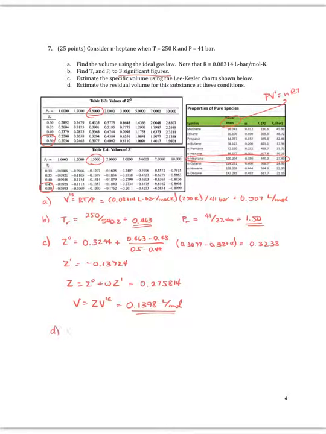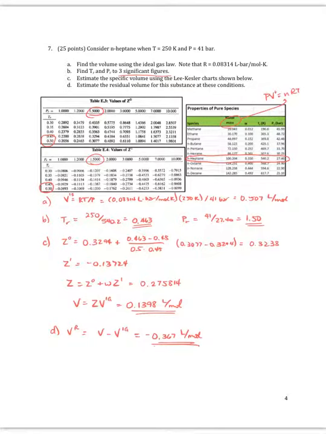And then finally, to get the residual volume, you simply take V minus V_IG, or you could have done V_IG times Z minus 1. Either way works. And you get negative 0.367 liters per mole. Now, there were several people that commented that they thought that negative seemed like maybe their answer was wrong. But in fact, if you look at these values of Z, I'm down in the liquid-like territory.